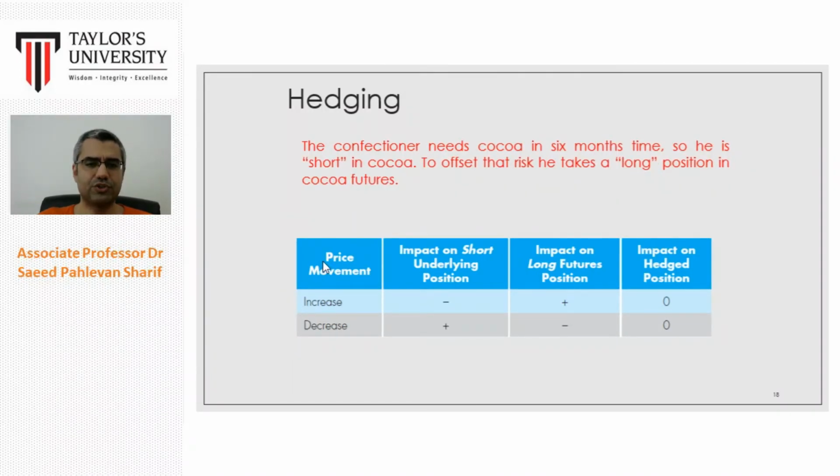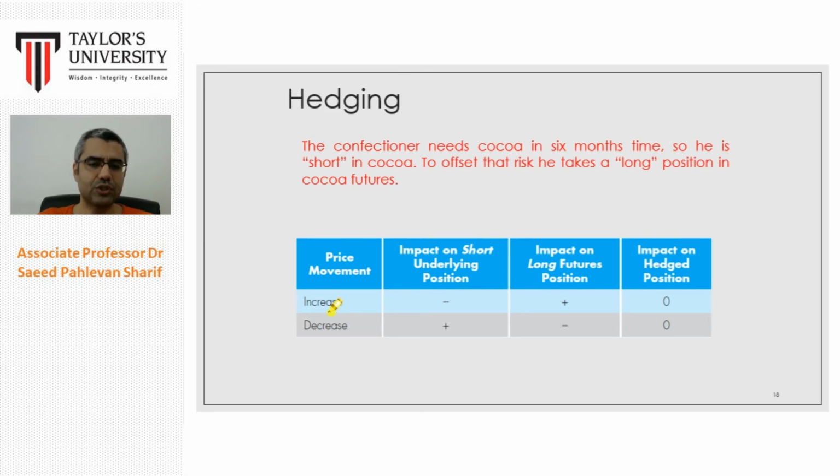What about the confectioner? Okay. For the confectioner, as you remember, the confectioner was short on the underlying asset, and then the confectioner bought or went long on a futures contract to hedge, right? Now let's see whether this hedging works or not.